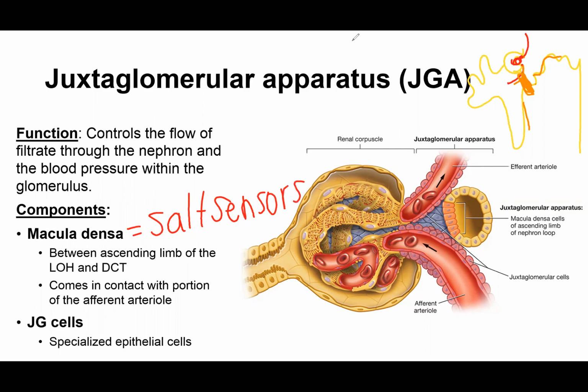So remember I said that one of the functions of the kidney is to regulate our fluid, electrolyte, and acid-base balance. And one of the ways that it does that is by sensing how much salt we have inside of our filtrate. And if it's, I don't know, say super salty, then we can preserve water that way. Okay, so just know for the purpose of the test for this week, the macula densa cells are salt sensors, and we'll talk more about the physiology of how all this stuff is working next week.